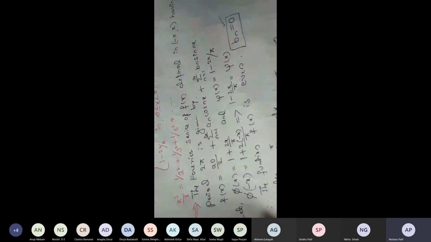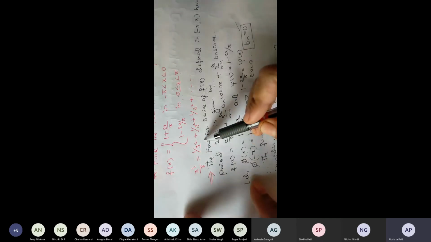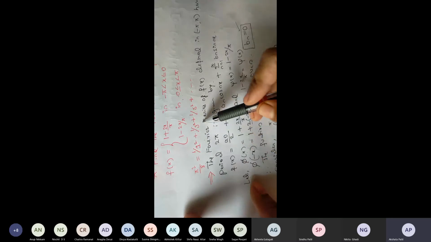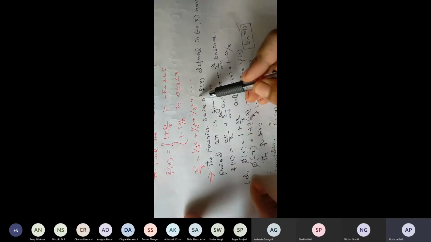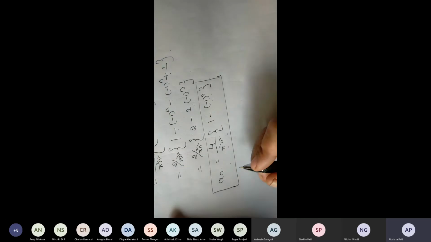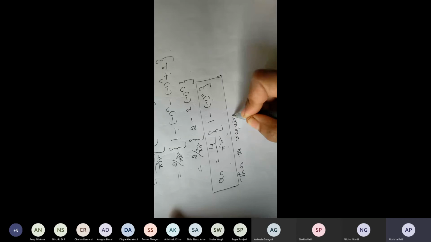So let us move and calculate here what they are asking. Here they are asking to calculate pi square by 8, which is equal to 1 by 1 square plus 1 by 3 square plus 1 by 5 square, and so on. Okay, now what should I do? Substitute this in equation number 1.